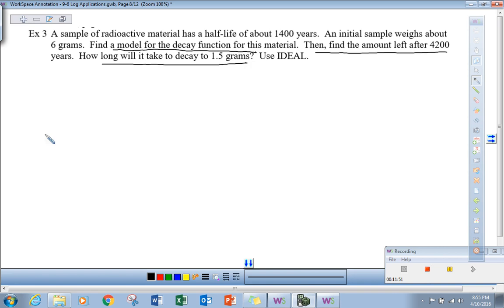So come off to the side and let's list the things that you know. I know that my future amount is 3 because my present amount was 6. Once again, we're looking for our interest rate. And our time is 1,400 years. Once again, it's a continuous growth model.